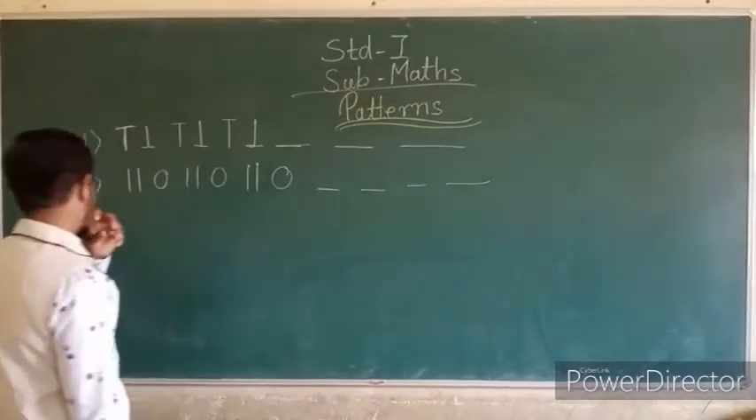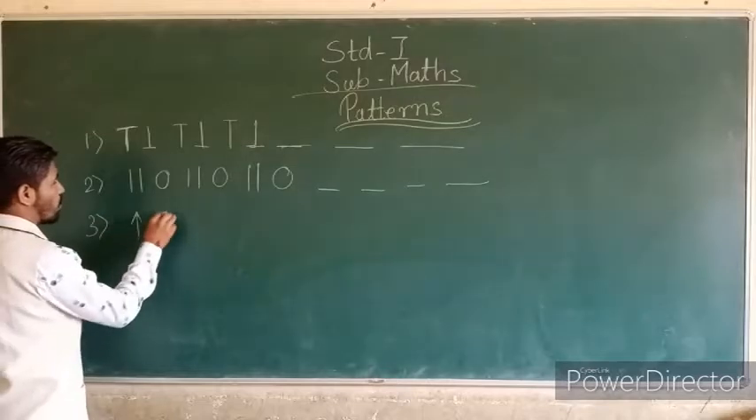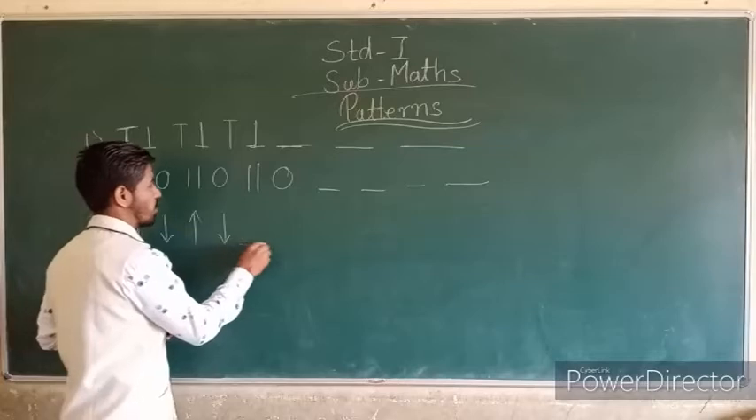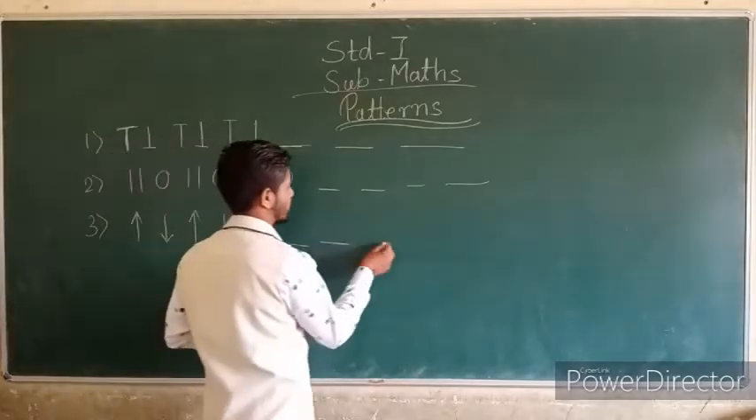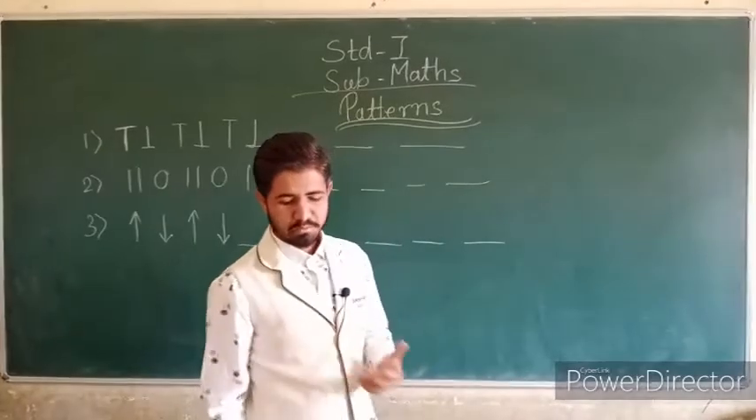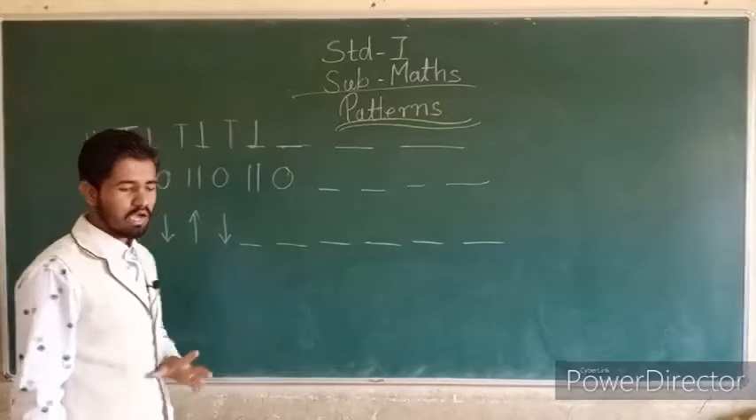Next pattern: upside the arrow, downside the arrow. Upside the arrow, downside the arrow. Patterns like these we call a pattern. So all those are patterns.